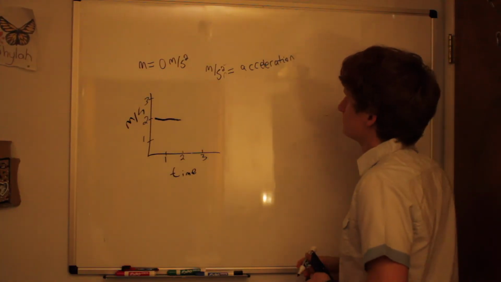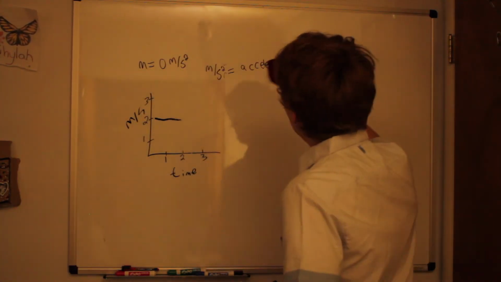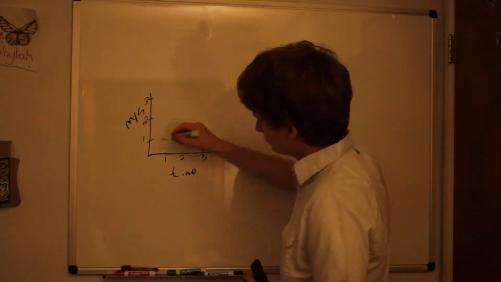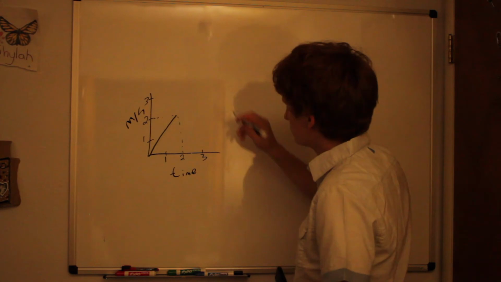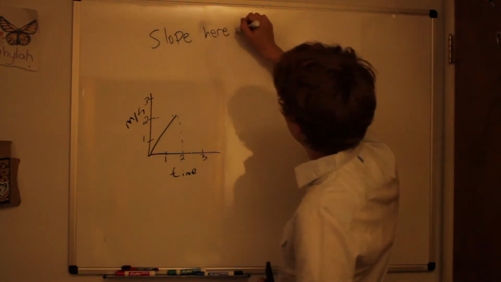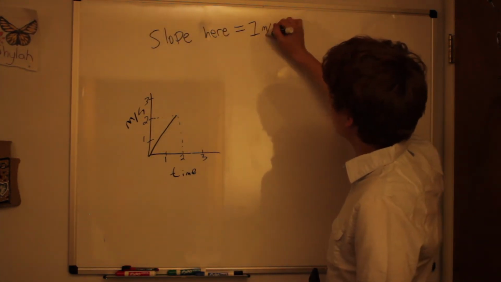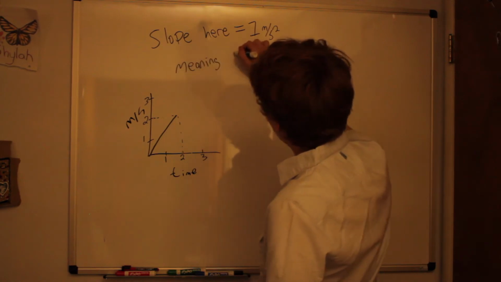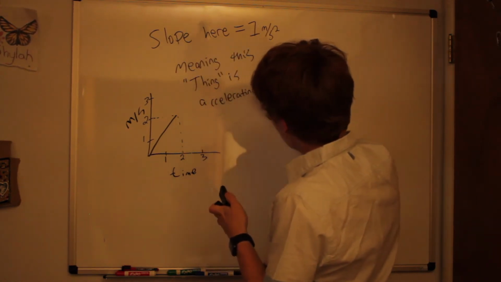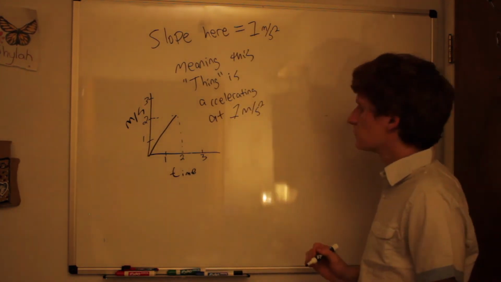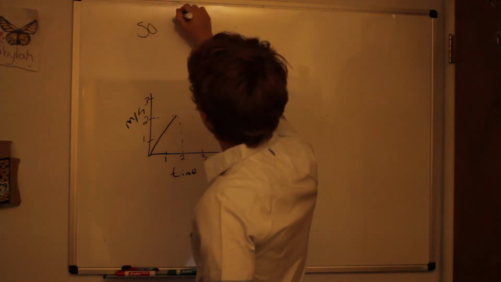And yeah, I used my phone because I could not spell acceleration. But here this graph has a slope of 1. So on a velocity time graph with a slope of 1, that means if this is still cars, your car is accelerating at 1 meter per second squared.